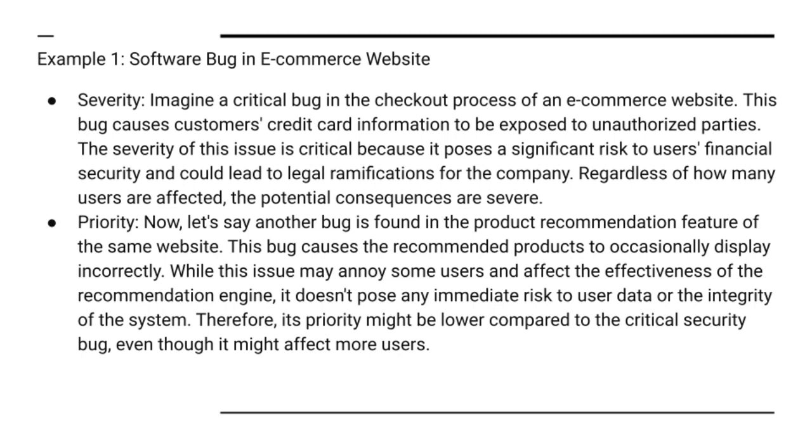Priority: now, let's say another bug is found in the product recommendation feature of the same website. This bug causes the recommended products to occasionally display incorrectly. While this issue may annoy some users and affect the effectiveness of the recommendation engine, it doesn't pose any immediate risk to user data or the integrity of the system. Therefore, its priority might be lower compared to the critical security bug, even though it might affect more users.